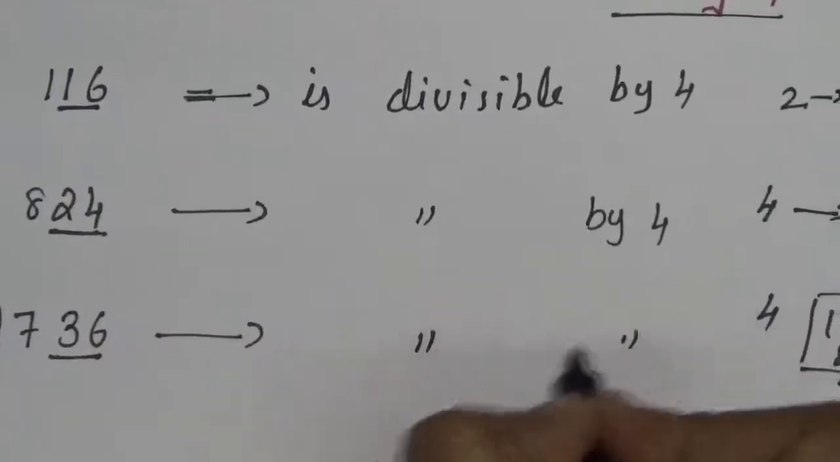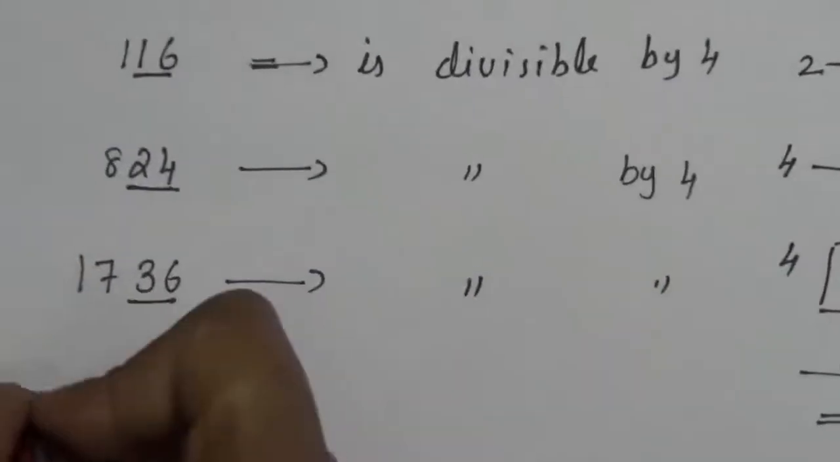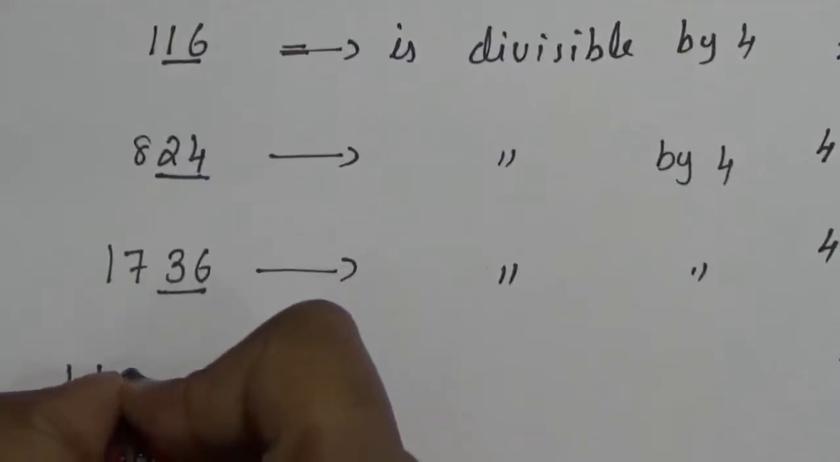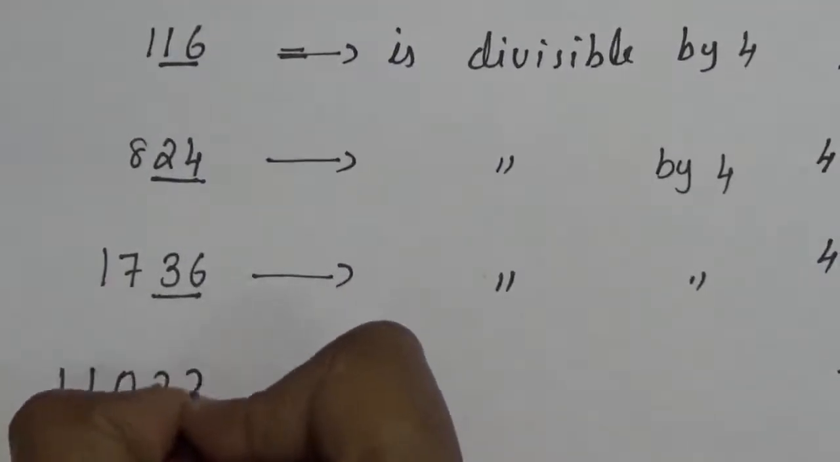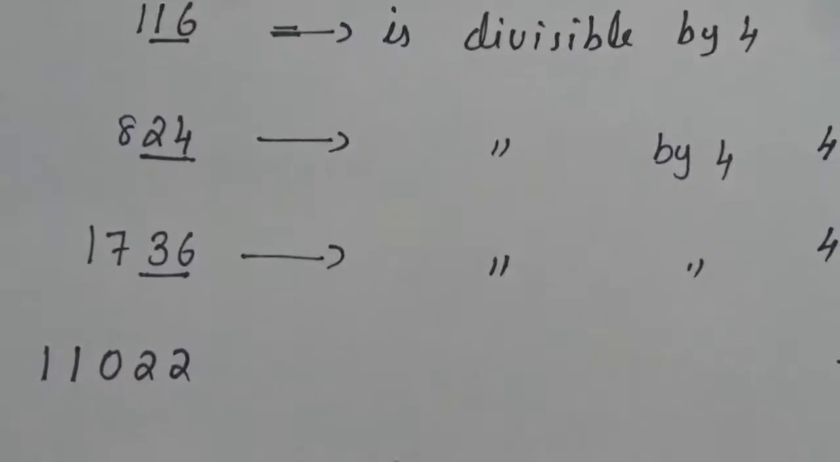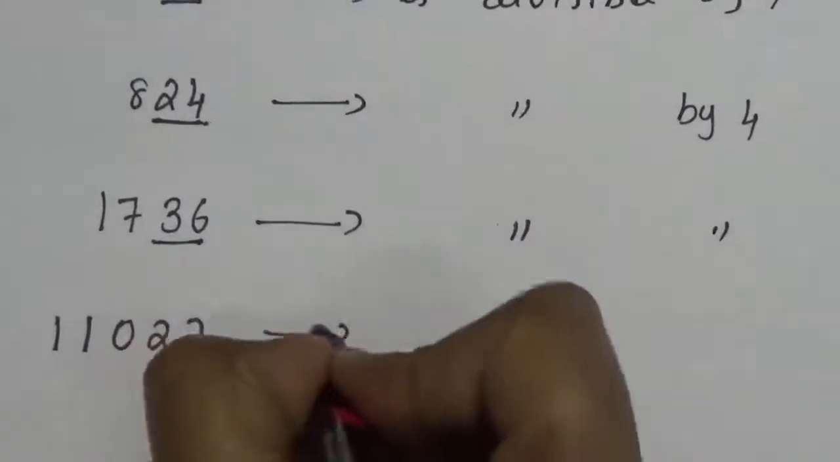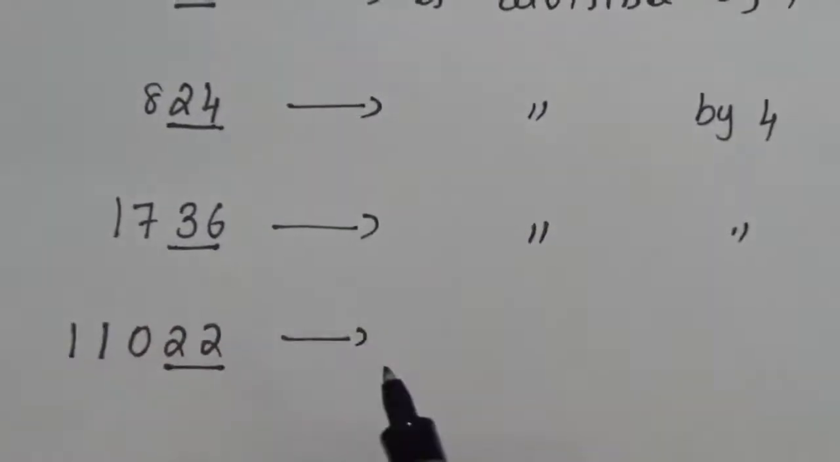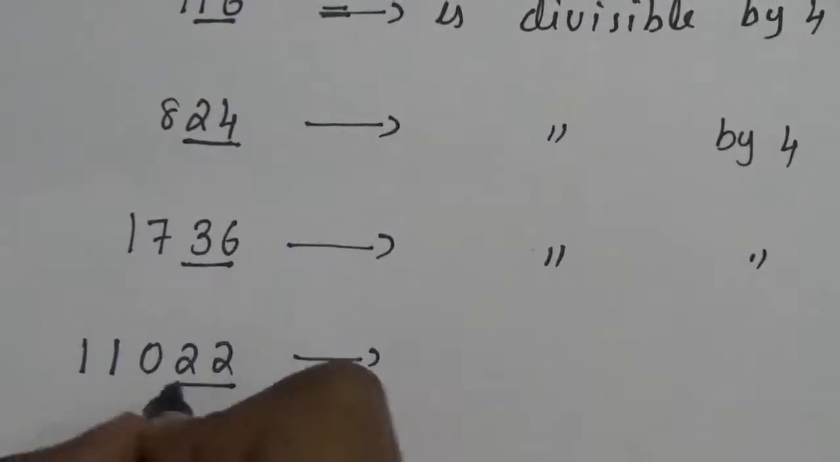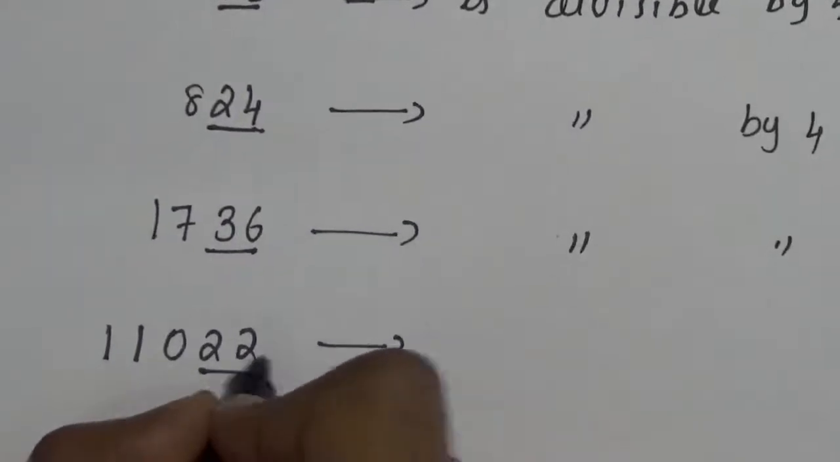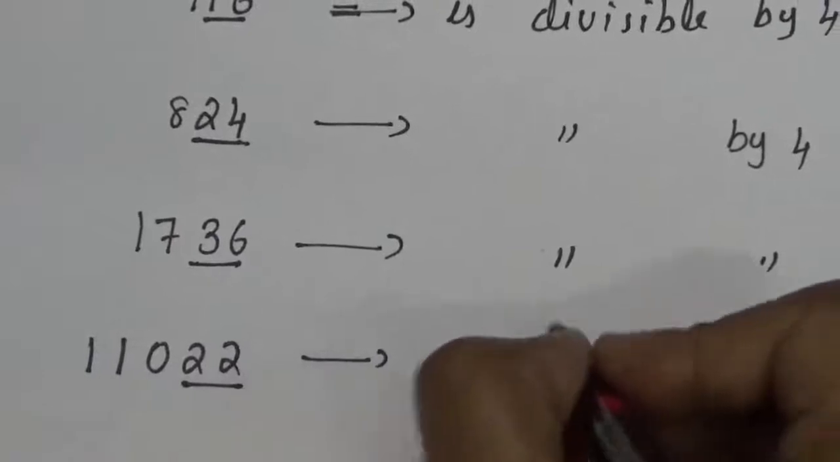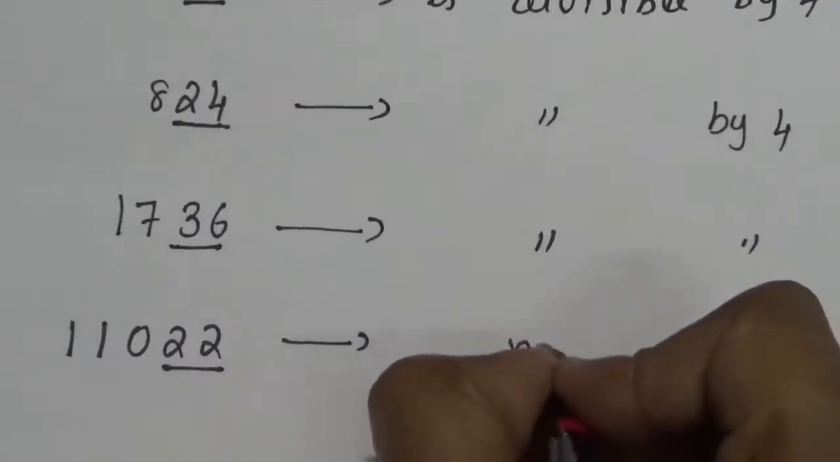One more example, 1122. Check whether this number is divisible by 4. Consider only the last 2 digits of the given number, that is 22. 22 is not a multiple of 4, isn't it? So we can say that this number is not divisible by 4.